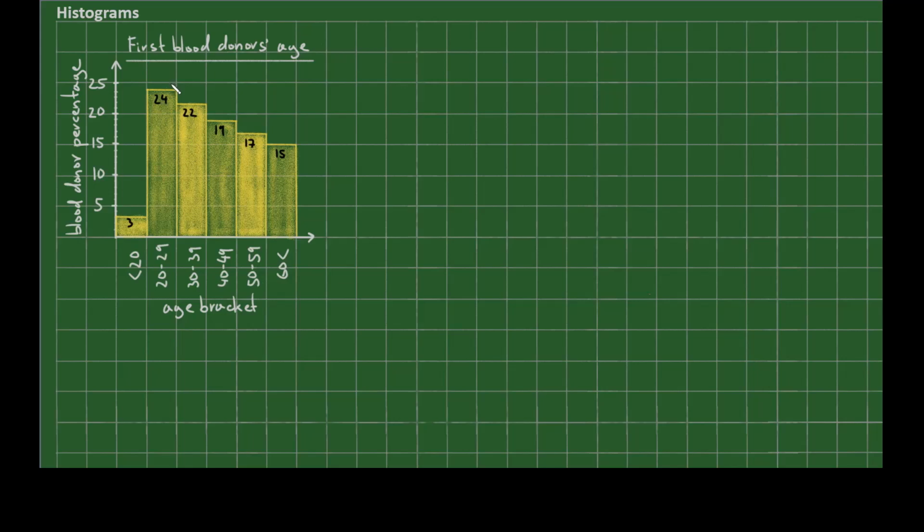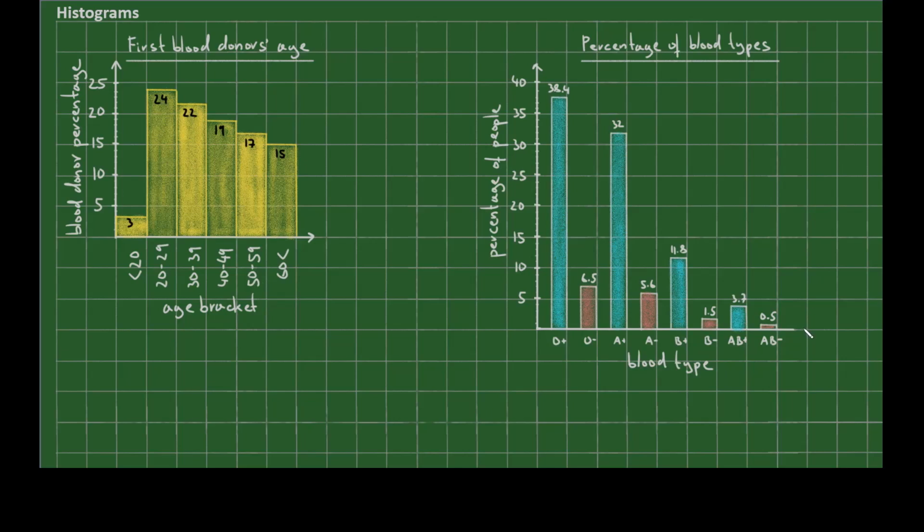Let me bring in a bar chart for a comparison. On the right hand side we now have a bar chart that has been constructed using data from the Australian Red Cross for the year 2019. The bar chart shows the percentage of blood types. According to it, 38.4% of blood donors are O positive, 6.5% are O negative, and so on.